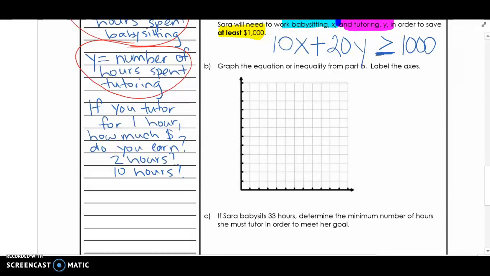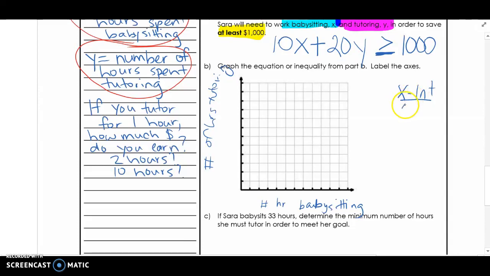Well, we've already determined that X represents the number of hours babysitting, and Y represents the number of hours tutoring. In order to graph this, I'm going to find the X and the Y intercept. Once I find the X and the Y intercept, then I'll decide what I want my scale to be.